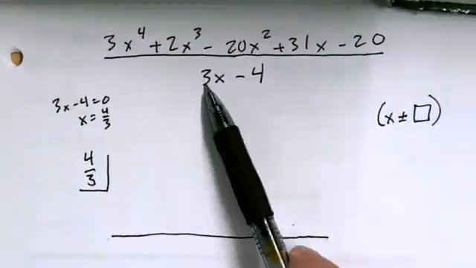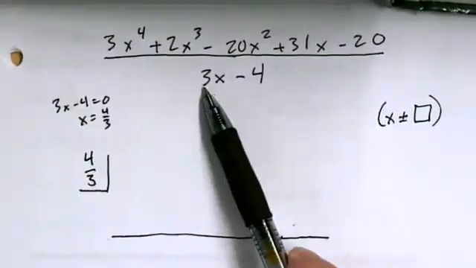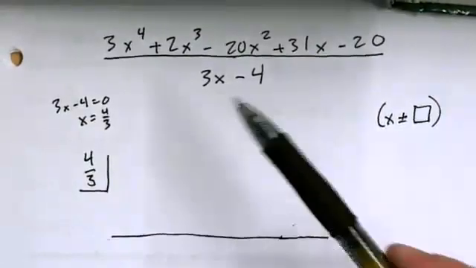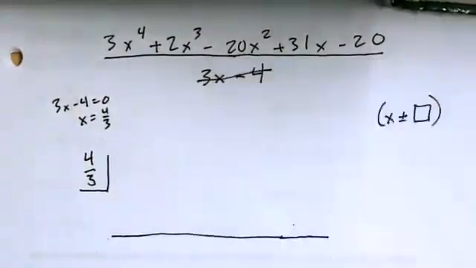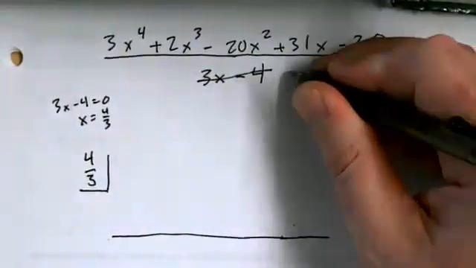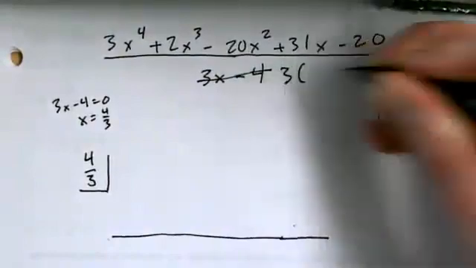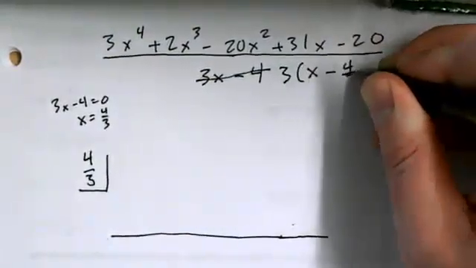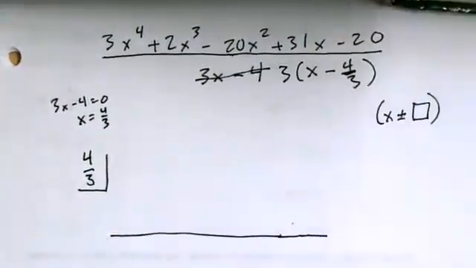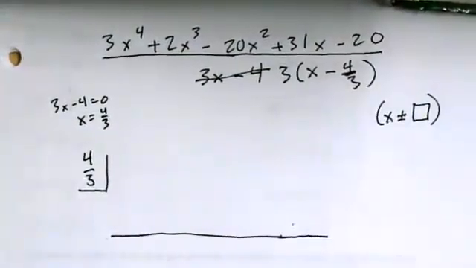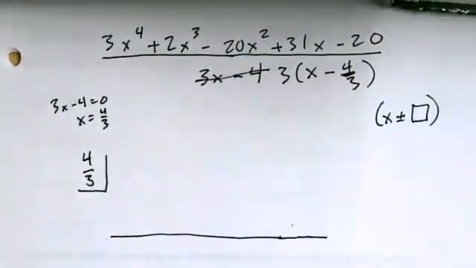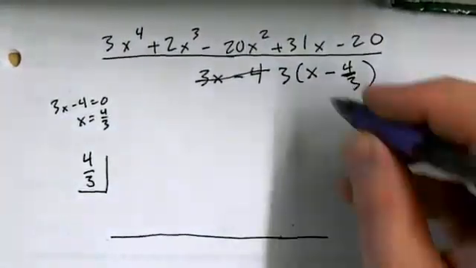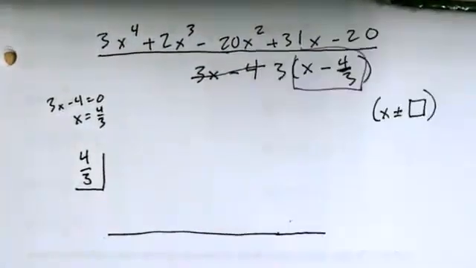How are we going to get this 3 off of it? We're going to factor this 3 out. So instead of dividing by 3x minus 4, we're going to divide by 3 times x minus 4/3. Isn't that the same thing that we had to begin with? Now, when we do the synthetic division, it is going to take care of dividing this piece for us.